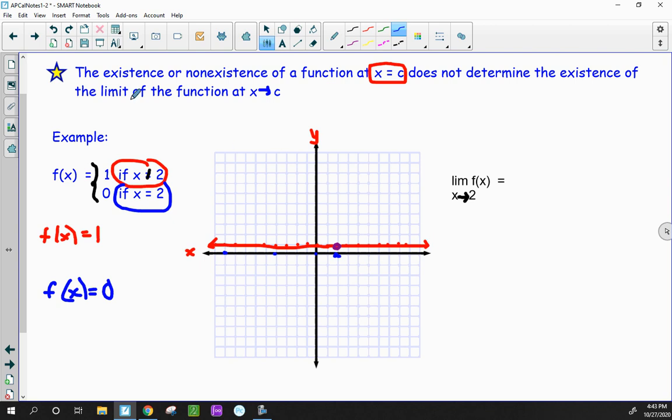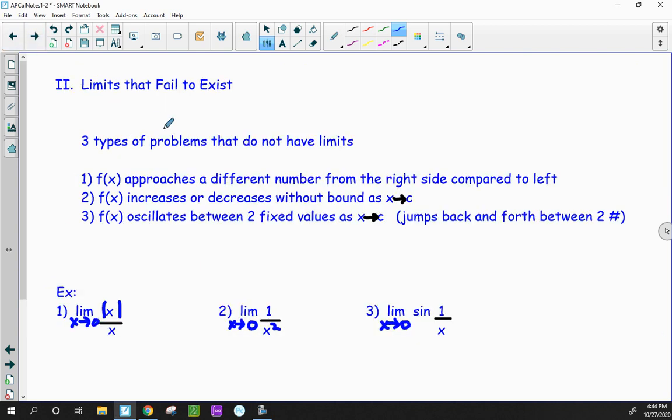So, excuse me, the existence of a function at x equals c doesn't determine the existence of a limit of a function as x approaches c. So the answer to this question, even though it's undefined at 2, is that the values of the y's are approaching 1. Okay, next.